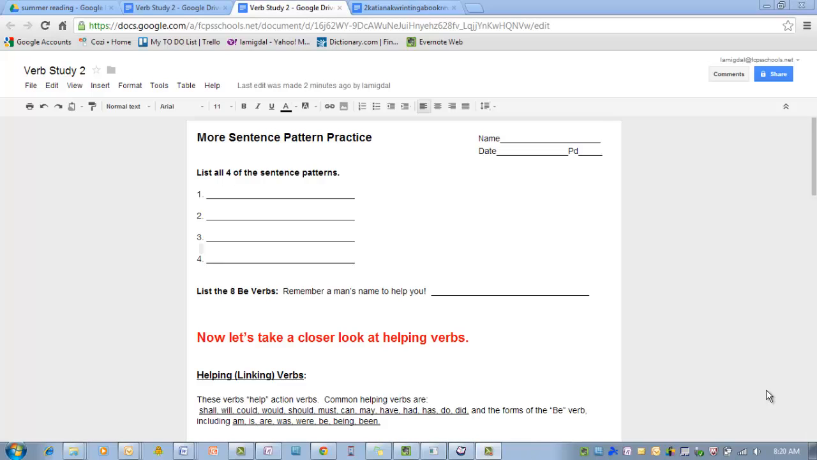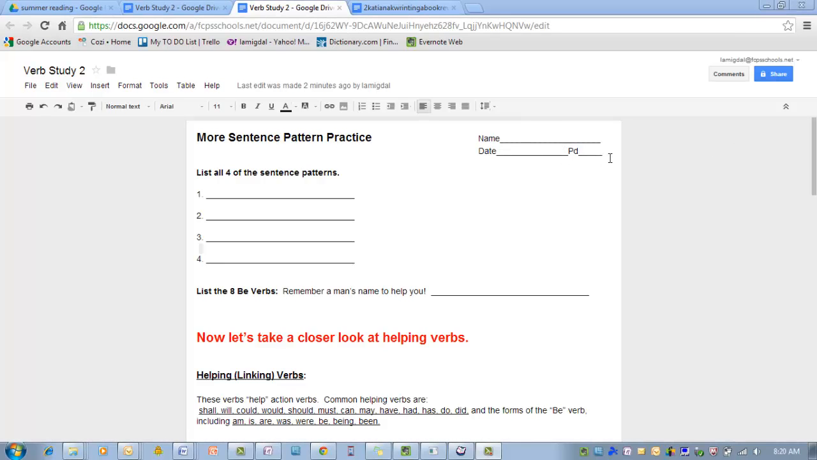Today we're going to talk about verbs some more. So hopefully you have Verb Study 2 open, and we're going to talk about the difference between the be verbs and helping verbs. Most of you did really well last week on this, so we just want to go a little bit further with verbs. We know we have action verbs, we know we have be verbs, but we want to talk a little bit more about these helping verbs.